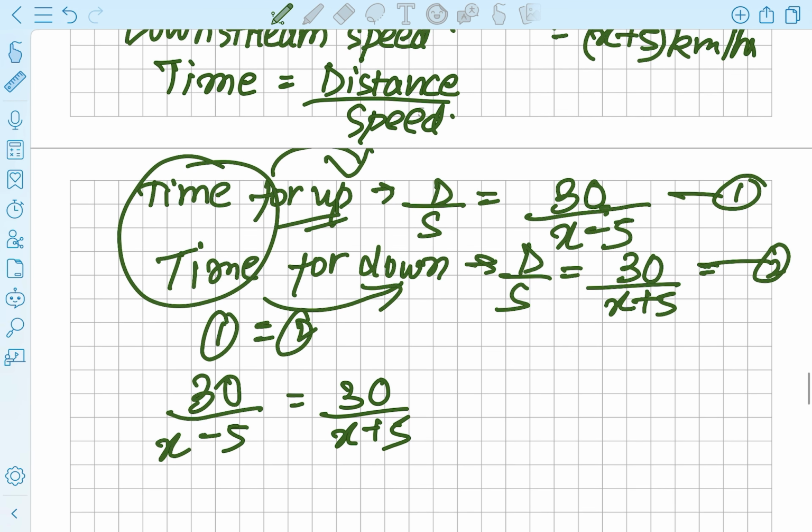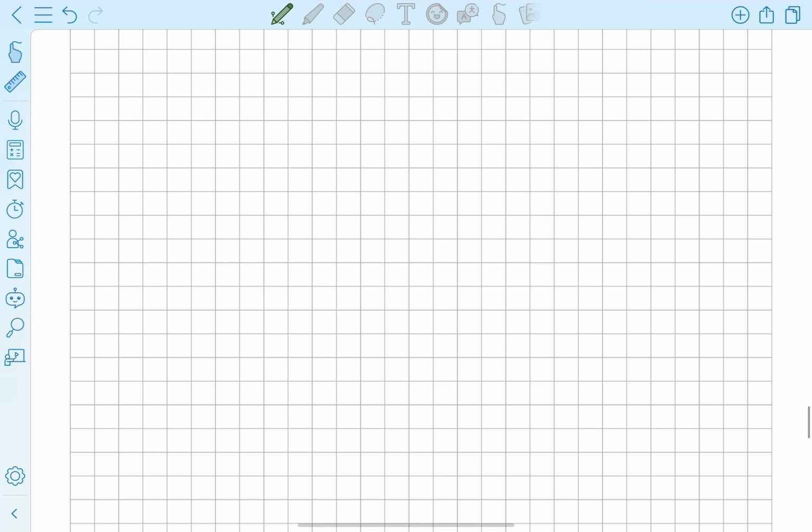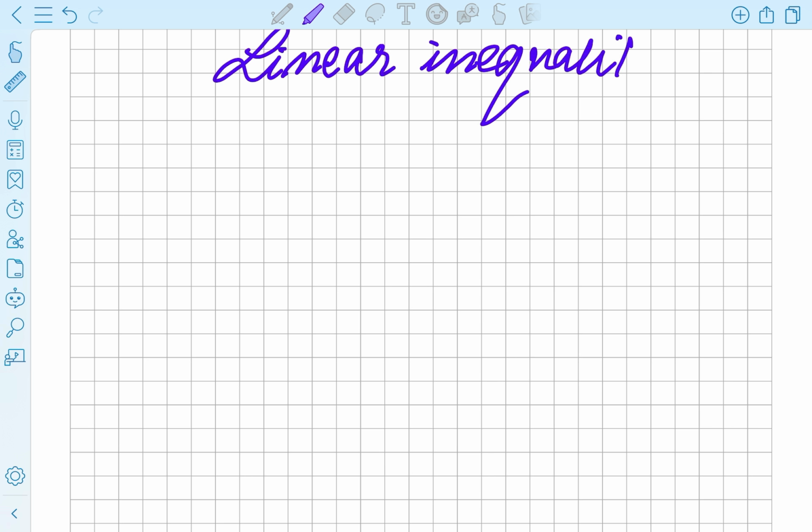Now let's come to the next portion of today's lecture, with which we will end the entire session. What is the topic? Linear inequalities. It's very important to understand linear inequations so that you can also solve the word problems of linear inequalities. If you don't understand both the concepts, you won't be able to score well in your exams. So linear inequalities is a concept as important as linear equations.